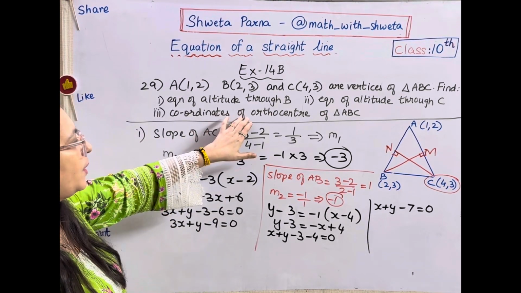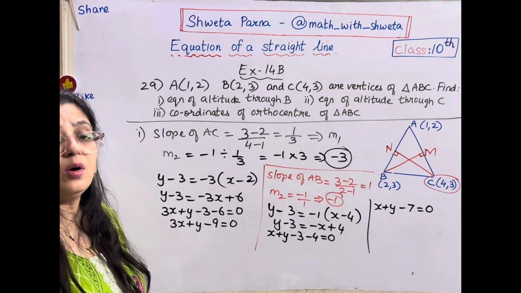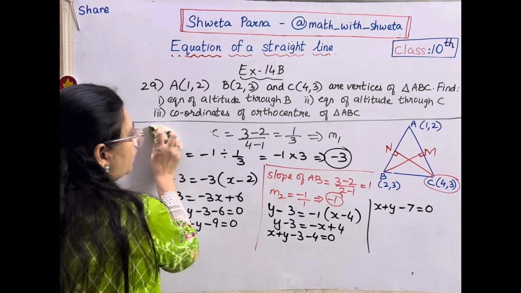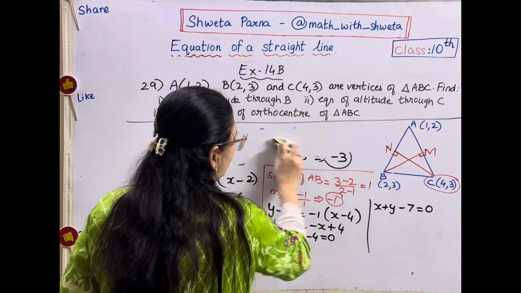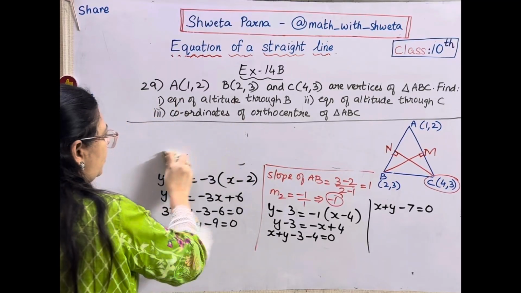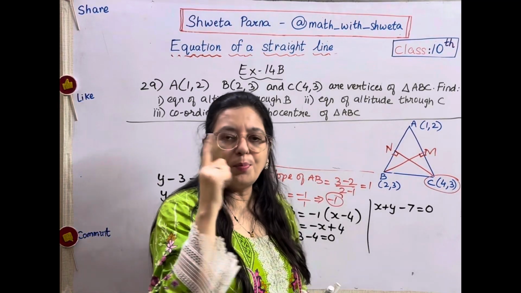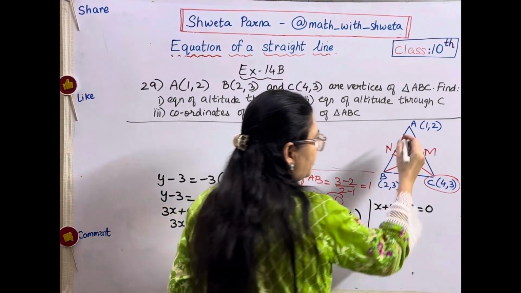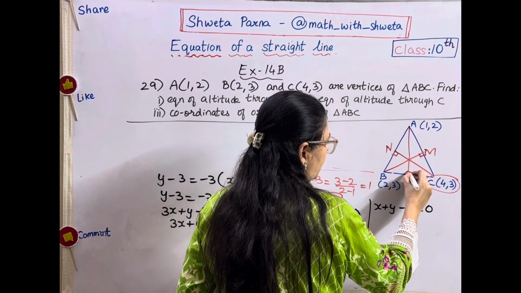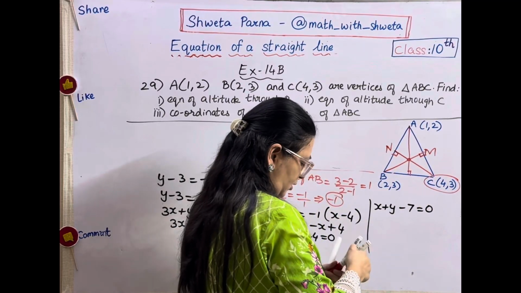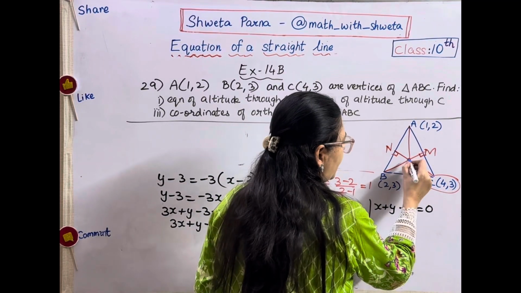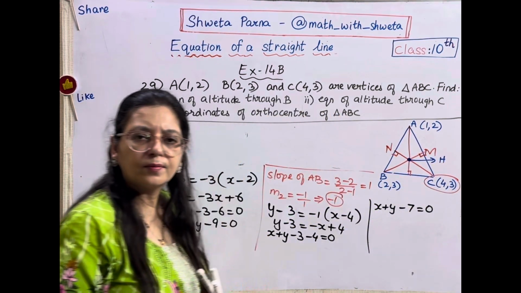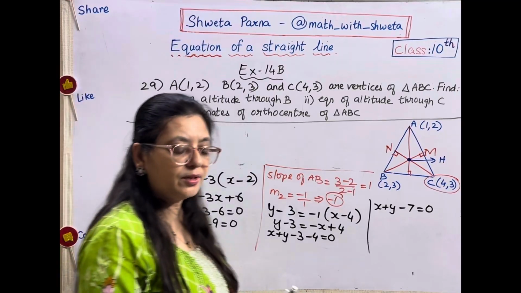Now the third subpart is find the coordinates of the orthocenter of triangle ABC. What do you mean by orthocenter? First let's understand what you mean by orthocenter. Orthocenter is the point of intersection of all the three altitudes. Say this is also one altitude. So this point becomes your orthocenter. Say this is H. You have to find the coordinates of H.